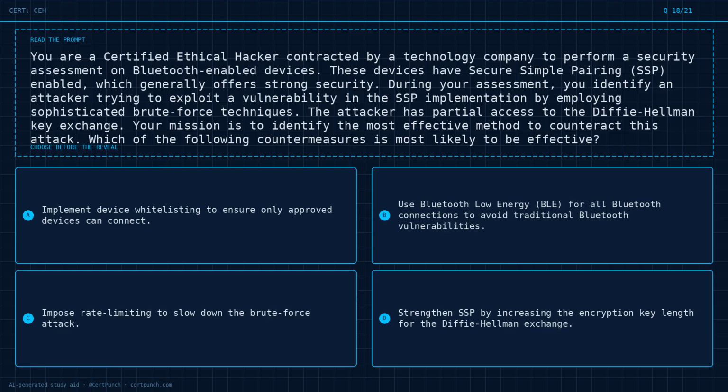Option A, implement device whitelisting to ensure only approved devices can connect. Option B, use Bluetooth Low Energy, BLE, for all Bluetooth connections to avoid traditional Bluetooth vulnerabilities. Option C, impose rate limiting to slow down the brute force attack. Option D, strengthen SSP by increasing the encryption key length for the Diffie-Hellman exchange. Choose the best answer before the reveal. Commit to it now.